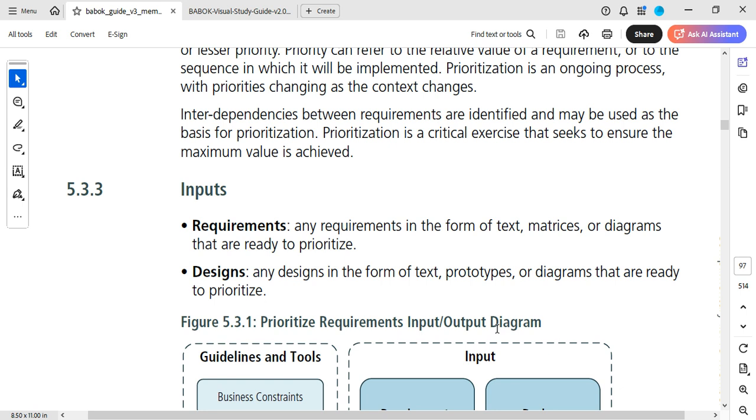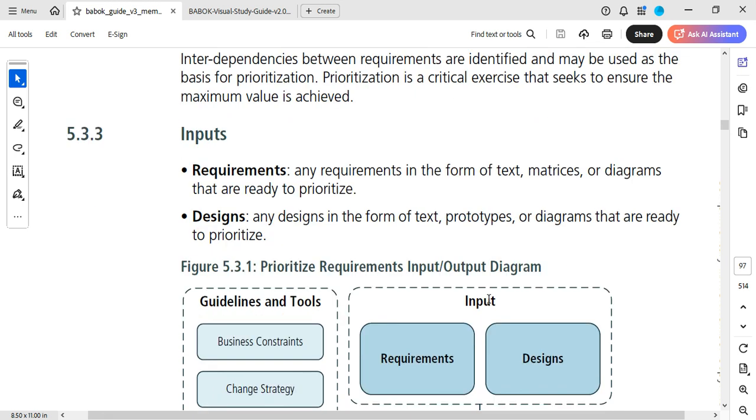Interdependencies between requirements are identified and may be used as the basis for prioritization. For example, they'll say, we need to get that notification before we start making the payment. So these are interrelated or interdependent. For one to make a payment, they need to get a notification. They are related. So you see how you would have to tie those two requirements together. Prioritization is a critical exercise that seeks to ensure the maximum value is achieved.